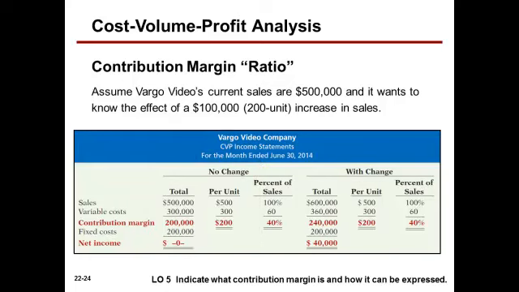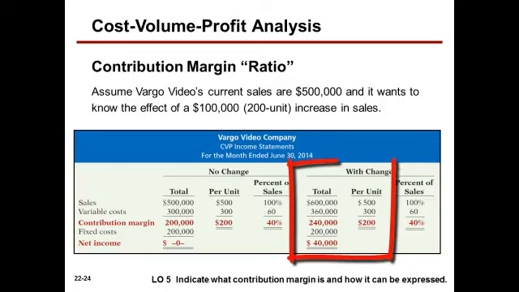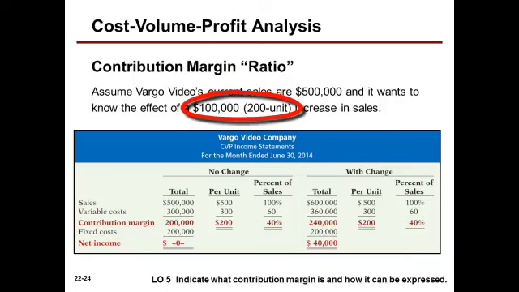Second scenario on the right, we increase our sales by 200 units or $100,000. 200 units times $500, $100,000 increase in sales. These 200 units are completely beyond our break-even point. So how much is going to drop down to our bottom line in income? Those $100,000 in increased sales times 40% contribution margin profit will drop right down to the bottom line, $40,000.